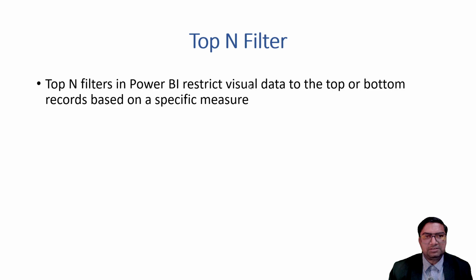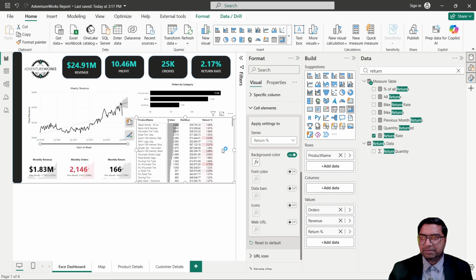Top N filter basically is a Power BI feature that restricts the data to the top or bottom records based on a specified measure. What is it? Let's do one thing: let's go to Power BI and do that practically. This table we have already made earlier in the previous video.